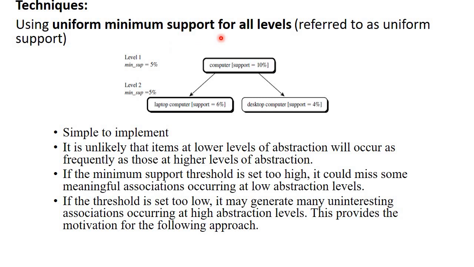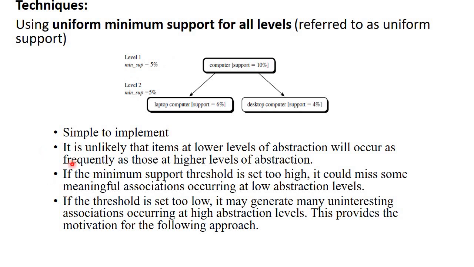What this says is that we provide the same minimum support for all the items that are present at different levels in the hierarchy. Now you just concentrate on this figure here. Please do not concentrate on 10%, 6% and 4% here. Only concentrate on 5%. What it says is uniform minimum support. So minimum support is 5% for computer, which is at a higher level, as well as 5% for laptop computer and desktop computer, which is at a lower level. So we give the same minimum support for all the items which are present at any level in the concept hierarchy.